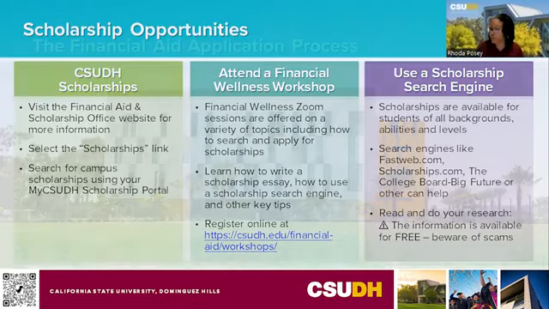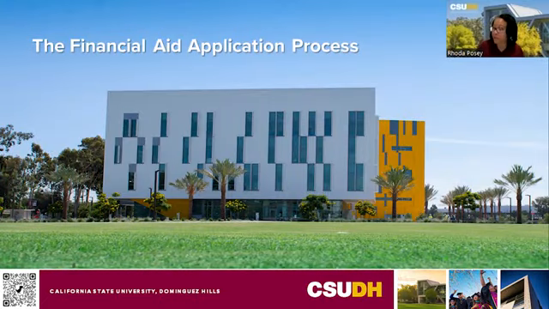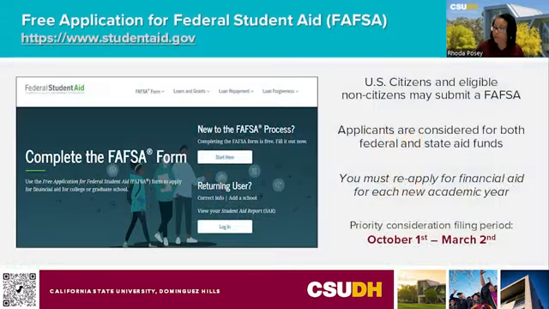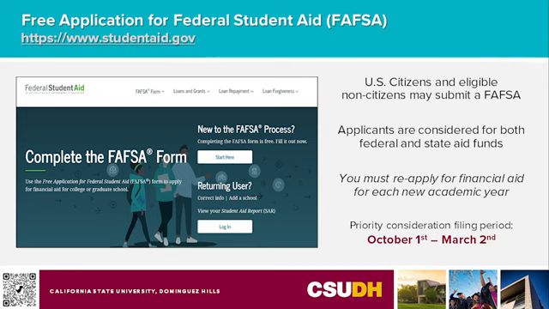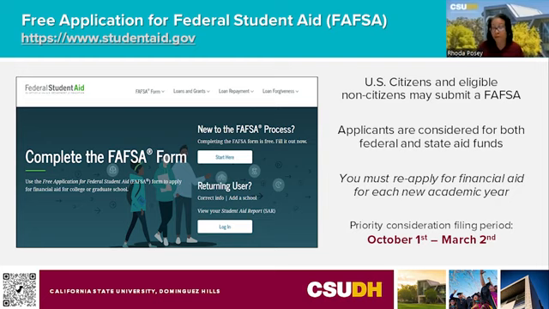So the financial aid application process, if you've applied before, this will just be a quick little recap. The first one is the FAFSA application, the Free Application for Federal Student Aid. You can go to www.studentaid.gov to apply. Looking at the bullets there, U.S. citizens and eligible non-citizens may submit the FAFSA. Applicants are considered for both federal and state aid. You must reapply for each new academic year. The priority filing period is October 1st to March 2nd, so just make sure you do that.